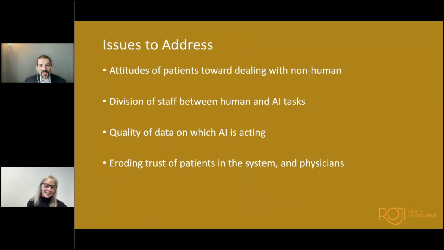So issues to address. In what context are patients going to respond well versus leading to frustration? Is the AI clinically relevant, or is it a showpiece to say we have AI? There's no need to throw resources at something to say you have AI if there is no downstream effect. Is the data being used for AI predictions trustworthy?